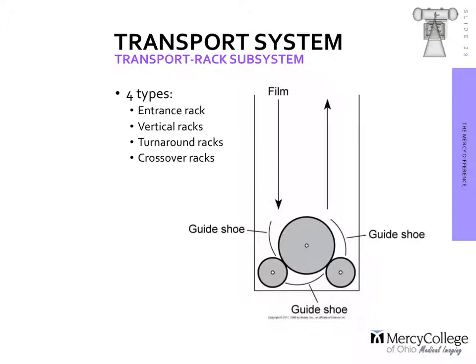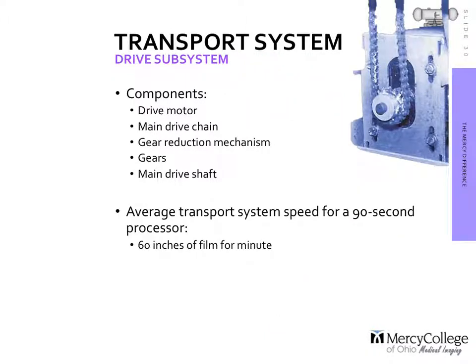So now we have rollers and we have these racks that are still continuing to help move that film along. The rollers and racks are one thing. Without a drive system, they're not going to be able to turn, or they're not going to be able to function like we need them to function. So this is the part of the system that really supplies that mechanical energy to actually physically move the film.